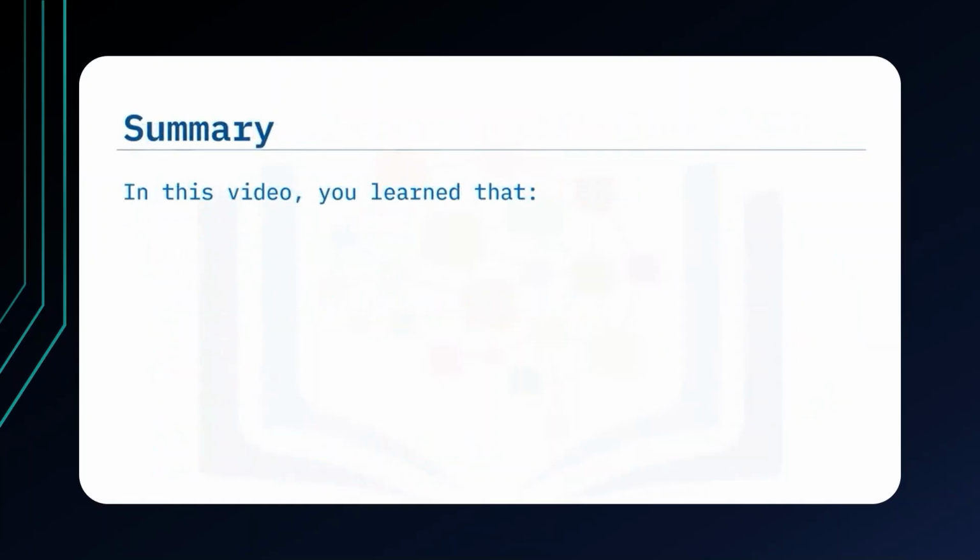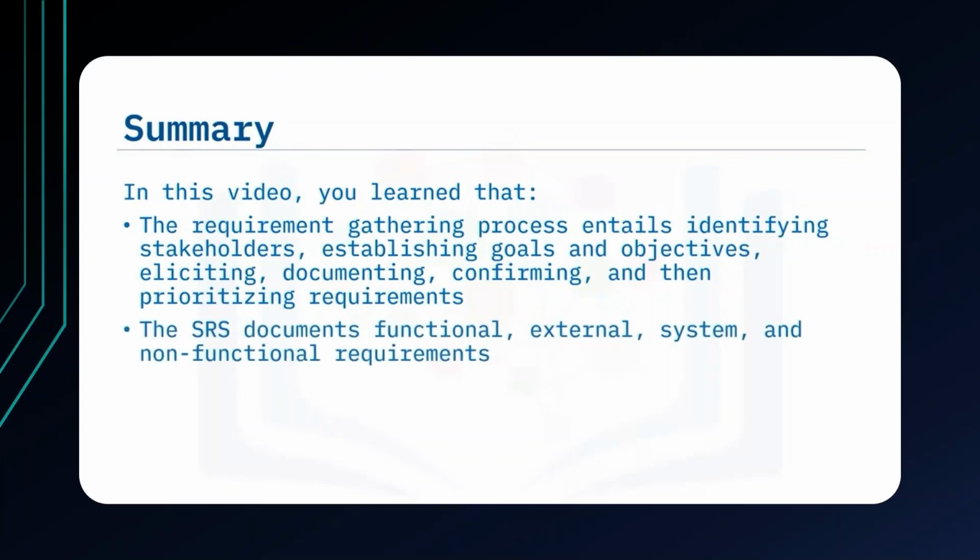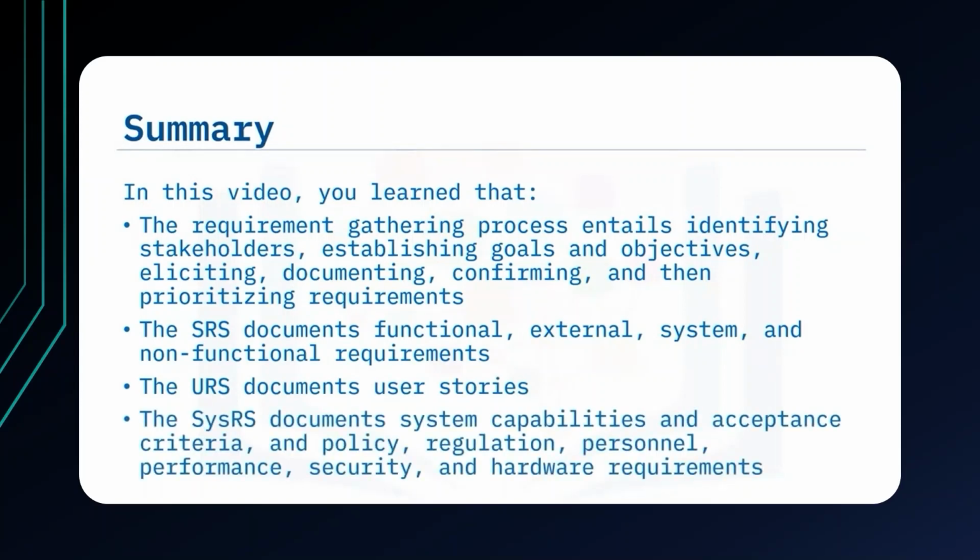In this video, you learned that the requirement gathering process entails identifying stakeholders, establishing goals and objectives, and eliciting, documenting, confirming, and then prioritizing requirements. The SRS documents functional, external, system, and non-functional requirements. The URS documents user stories. And finally, the SysRS documents system capabilities and acceptance criteria and policy, regulation, personnel, performance, security, and hardware requirements.